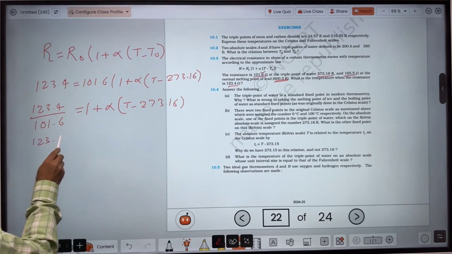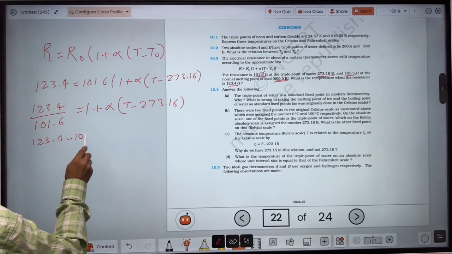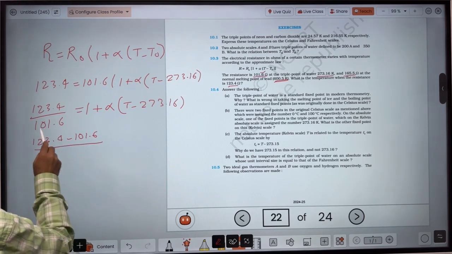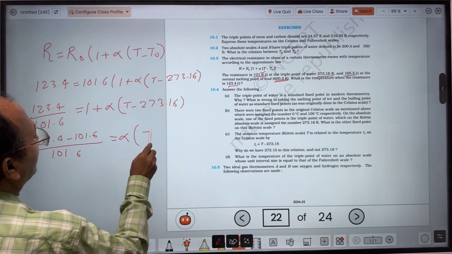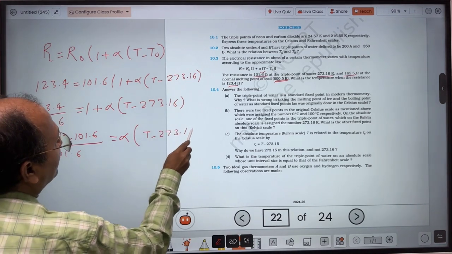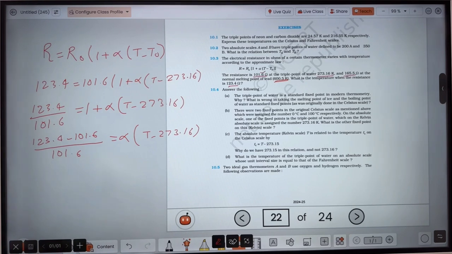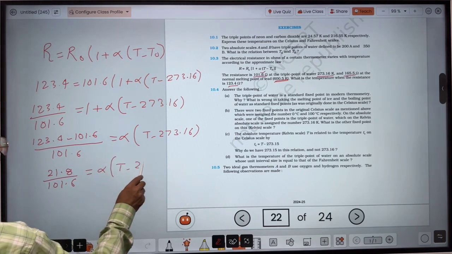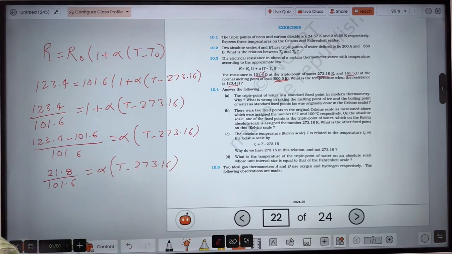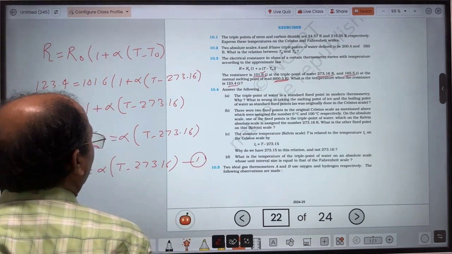So 123.4 minus 101.6 whole divided by 101.6 equal to alpha times T minus 273.16, right? So this is the first. Further, if we simplify, we can subtract it. It will become 21.8 divided by 101.6 equal to alpha times T minus 273.16. Correct? This you can assume as equation number 1.